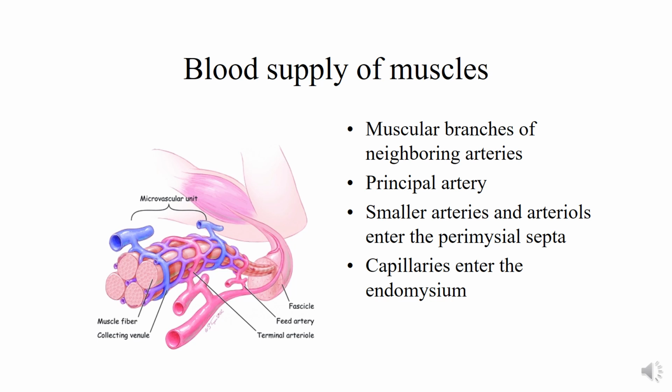So, blood supply of the muscles. Muscles are supplied by the muscular branches of the neighboring arteries. Now there is a principal artery. Here you can see a principal artery which is entering the muscle at a region known as the hilum, through which the nerves and the veins also enter or leave. They are divided further into smaller arteries and arterioles which enter the perimysial septa, and then the capillaries enter the endomysial septa and surround the individual muscle fibers.